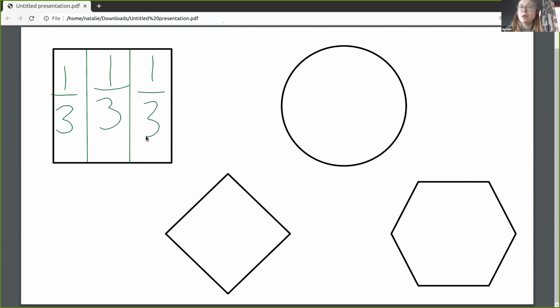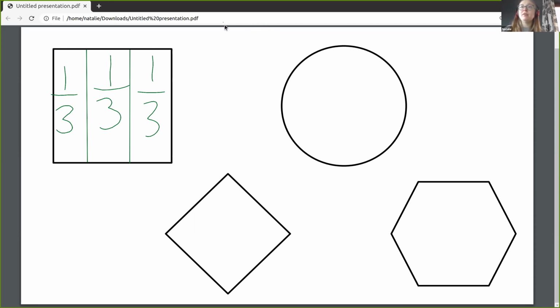Can you see that the number on the bottom of our fraction is the number of pieces we've divided our whole into? A half had 2 on the bottom and we divided it into 2 equal pieces. We've now got 3 on the bottom and we've divided it into our 3 equal pieces.